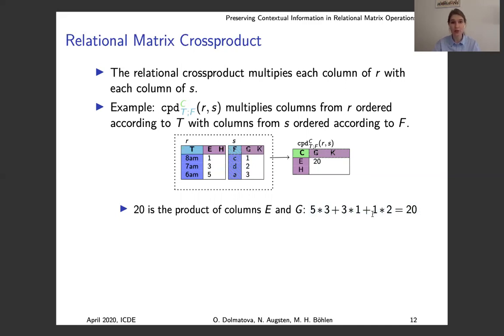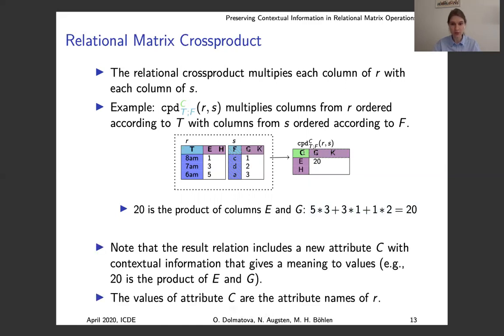Unlike in relational inversion, contextual information of input relations is not taken as is, but must be adjusted for the computation of cross product. The new attribute C is added, and it includes the attribute names of R, E, and H, and it gives meaning to values in the white part. Because, for example, 20 is computed with the column E and column G, and C helps to describe the connection between E, G, and 20.